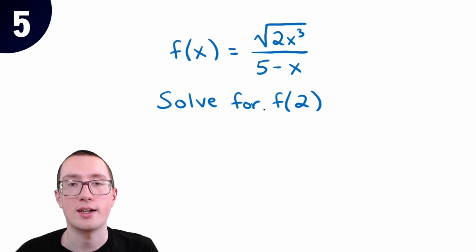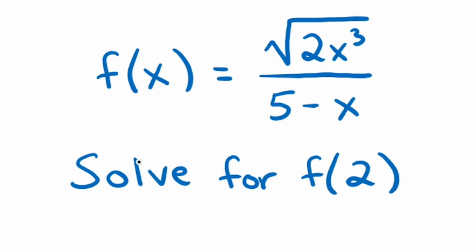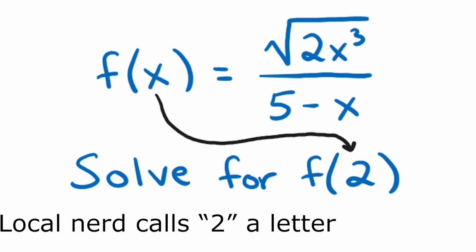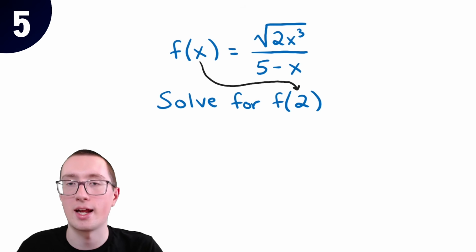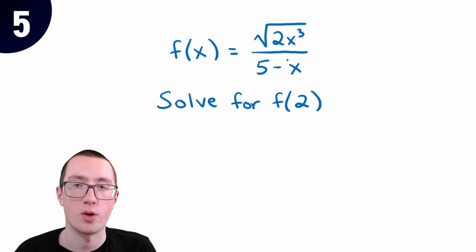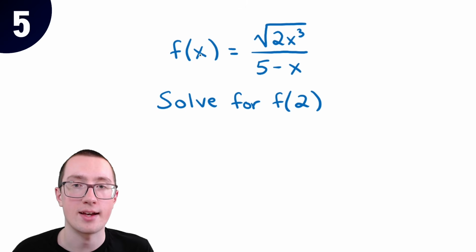So this problem is asking us to solve for f of 2. And you'll notice that when we go from f of x to f of 2, we are replacing the letter x with the number 2. 2 is like our input. That's what we're putting in, and we're trying to see what we get out. So on this side of the equation, the square root of 2x to the third over 5 minus x, we need to do the same thing. We need to replace x with the number 2. So let's go ahead and do that on this right side of the equation.